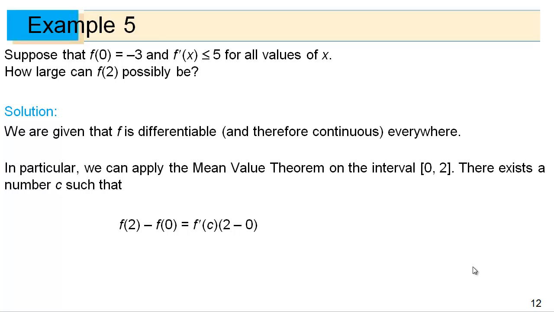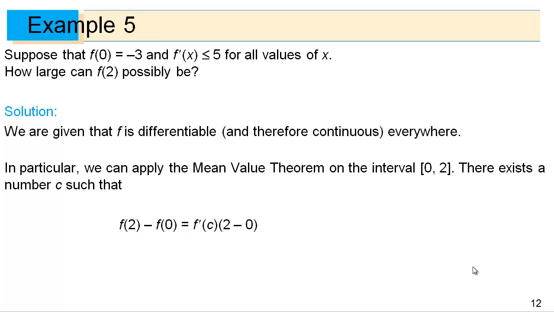So if we're given that the function is differentiable and therefore continuous everywhere, then we know we can apply the mean value theorem on this interval 0 to 2. And we only have to think about 0 to 2 because we only are concerned with what's happening at 2, right? So that's why we cut the interval at 2. Because we can use the mean value theorem, we know that there has to be a number c such that the change in y's is equal to the derivative at c times the change in x's.